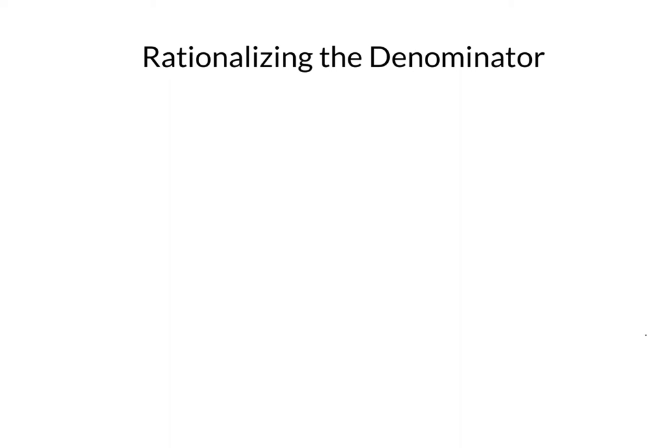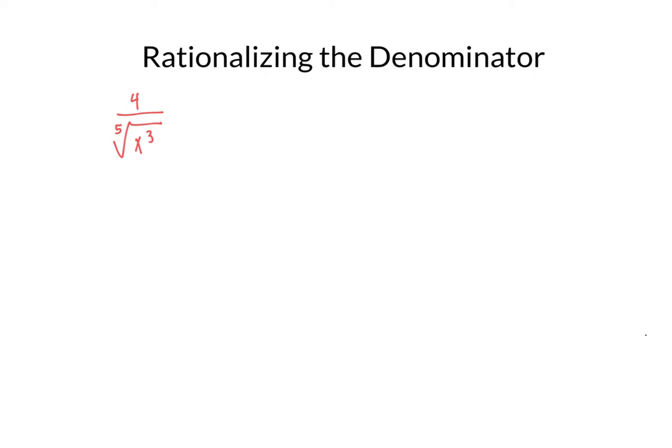Let's do a quick review on how to rationalize the denominator. Now, there's two types of rationalizing the denominators. You have when there is one term, so something like 4 over the 5th root of x to the 3rd.